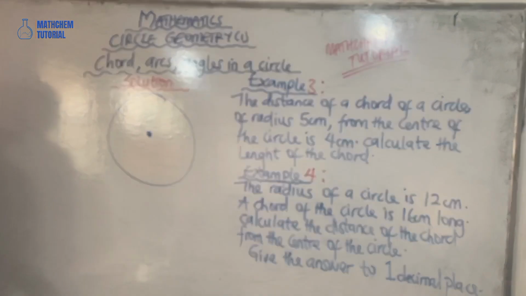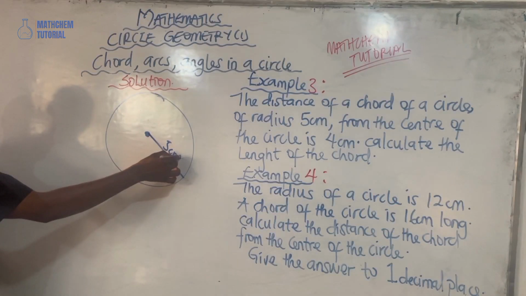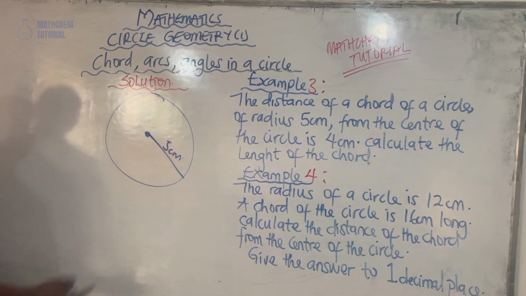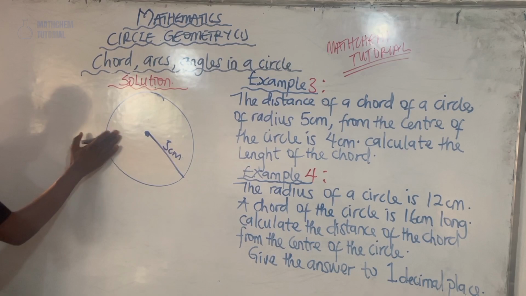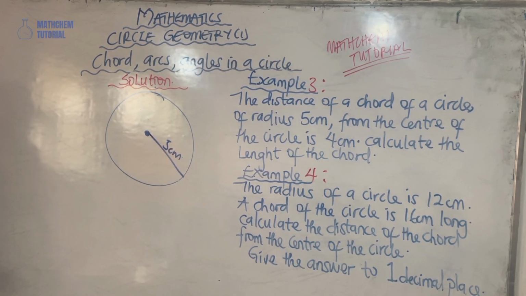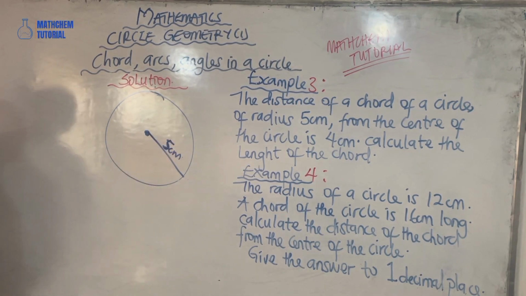So the distance of a chord of a circle of radius, the radius of the circle is what? 5 centimeter. Mind you, your radius can be like this, you can take it up like this, you can take it anywhere. But I like taking my radius like this. Radius just means half of diameter. Even if the diameter is here like this, then you clean one part, this particular length is still your radius. So the distance of a chord of a circle of radius 5 centimeter from the center of a circle is 4 centimeter.